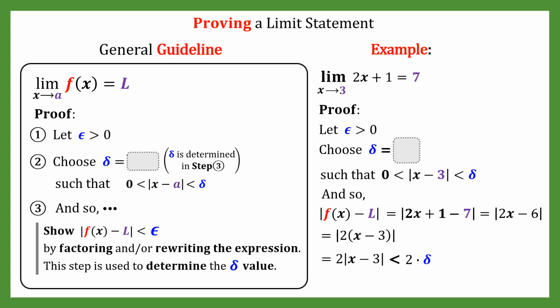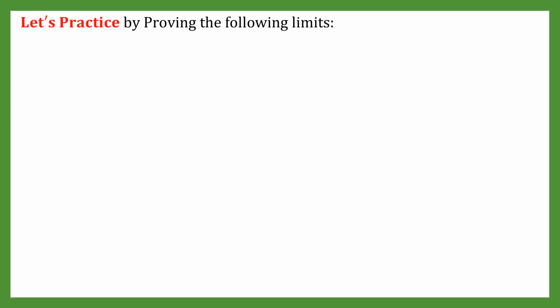With this product in mind, consider the delta value equal to epsilon divided by 2. This means our product equals 2 times epsilon divided by 2, which equals epsilon. Hence, our chosen delta value needs to be epsilon divided by 2. This last result proves our limit statement. So let's practice this concept by proving the following limit statements.